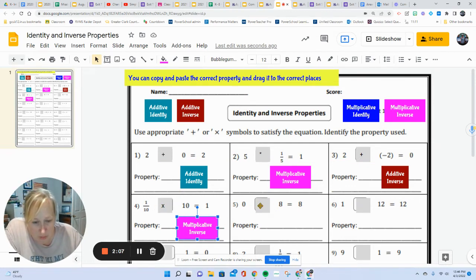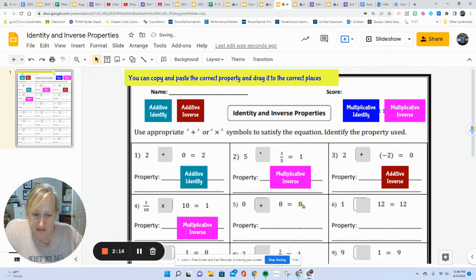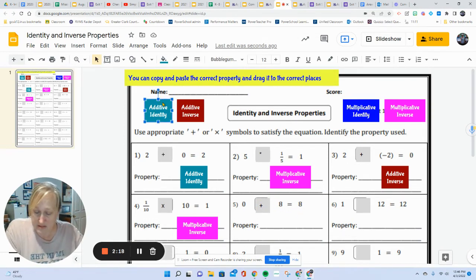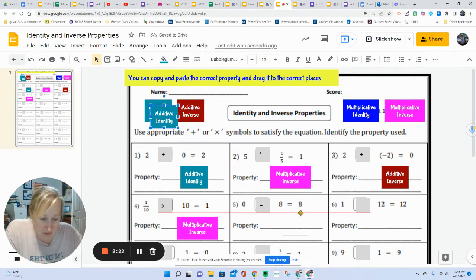This one is 0 blank 8 equals 8. So that means it's a plus. And since I'm keeping the same identity of 8 and I'm adding, it's this. Control C, Control V. I just have not done.